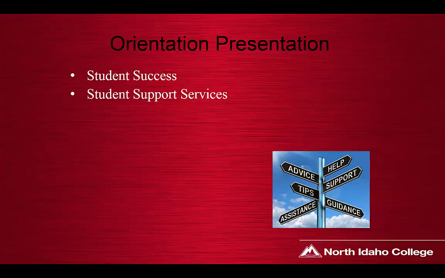During the orientation presentation, student support services will be covered, to include assigned advisors, career services, the College Skills Center, tutoring, Math Study Center, and college success courses. They'll talk to them about the Writing Center, disability support services, veteran services, and many more.